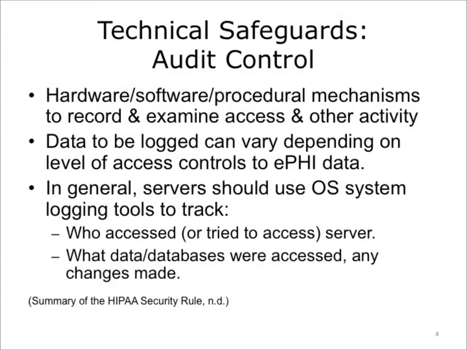Other technical safeguards include utilizing hardware, software, and/or procedural mechanisms to record and examine access and other activity in information systems that contain or use EPHI. We call this Audit Control, and it is implemented through activity logging. What actually needs to be logged depends on the level of access controls to the EPHI data. However, there are some pretty consistent items.